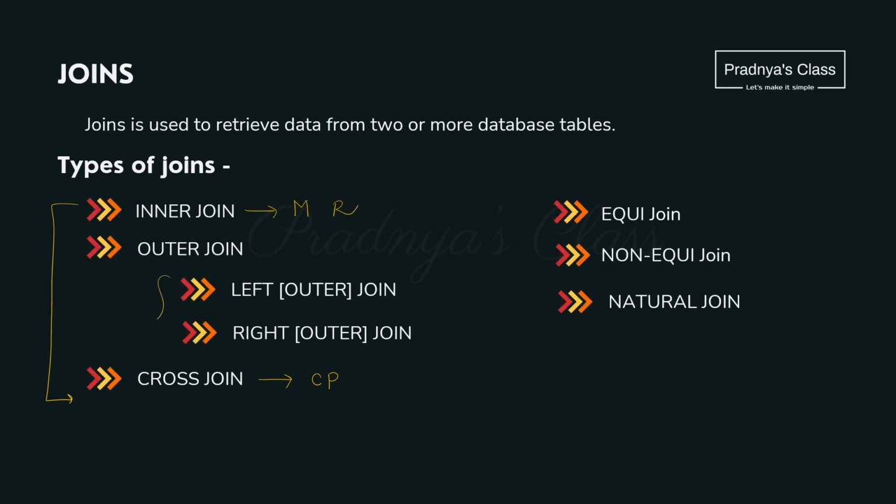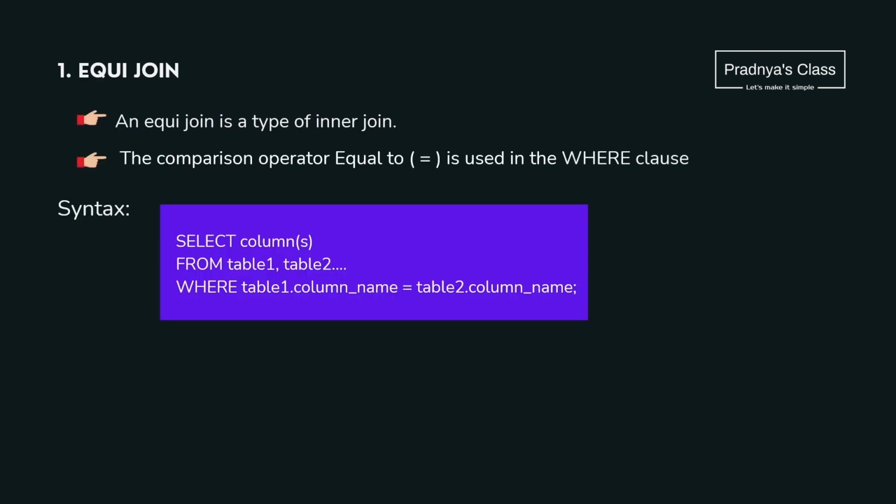What about these two outer joins? In case of left join, all the records from the left table will get displayed and only matching records from the right table. Whereas in case of right join, all the records from the right table will get displayed and only the matching records from the left table. There are 3 more types of joins. Let's go through them. Let's talk about equi join. It is a type of inner join.